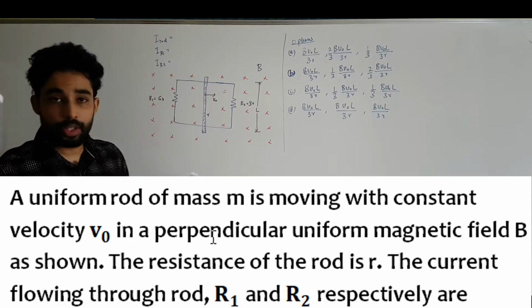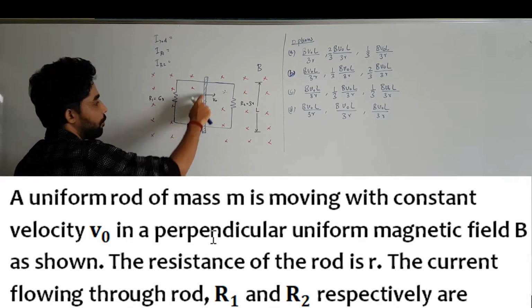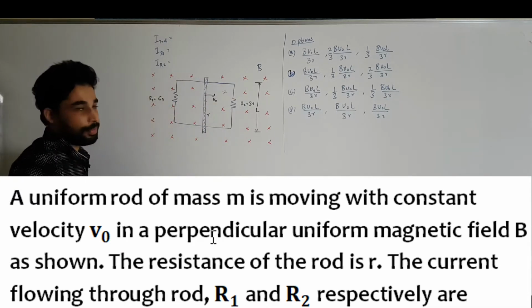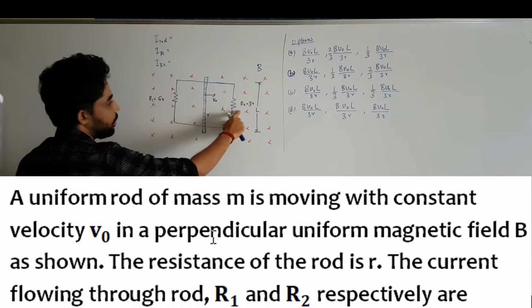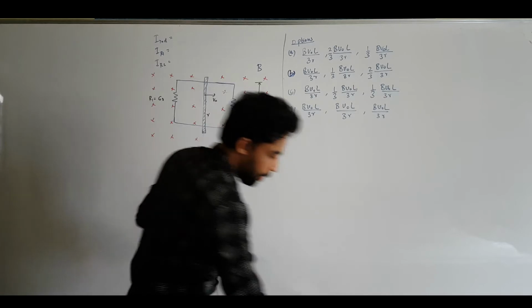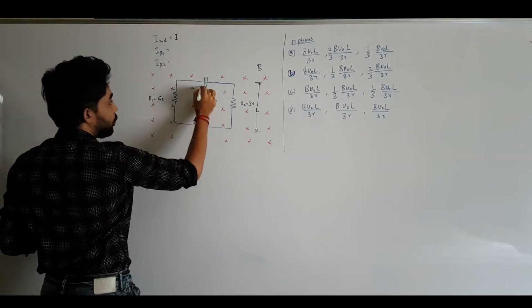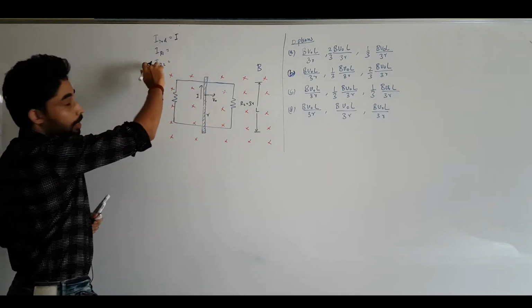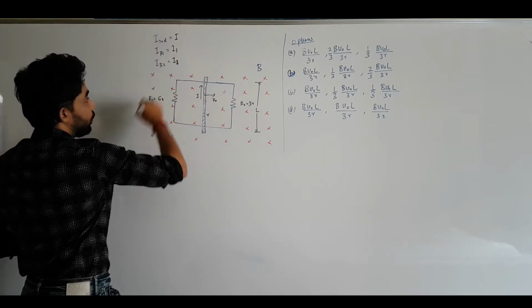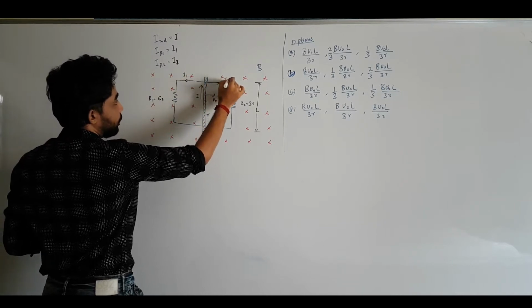The current flowing through the rod, R1 and R2 will be? So what will be the current flowing through the rod and these resistances R1 and R2? R1 is given as 6R, R2 is given as 3R. So we need to figure out what is the current flowing through the rod. Let me consider the current flowing through the rod as I, and the current flowing through resistor R1 as I1 and R2 as I2. So the current I will be splitting into I1 and I2.